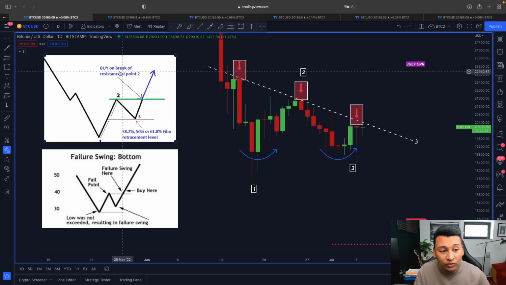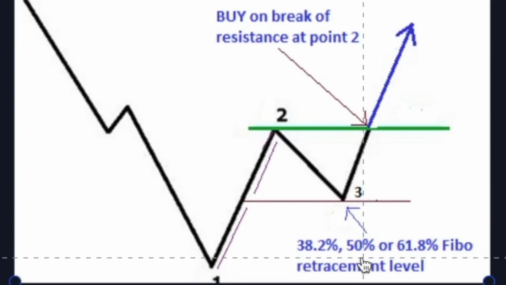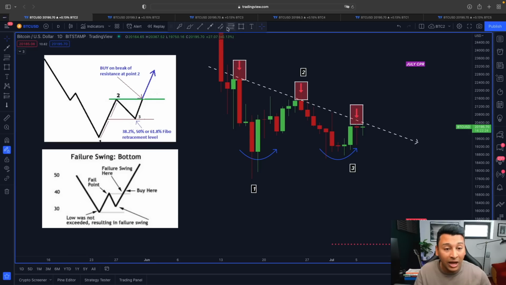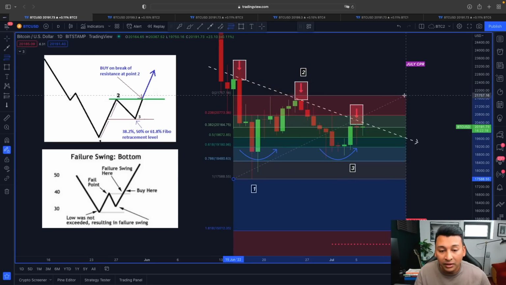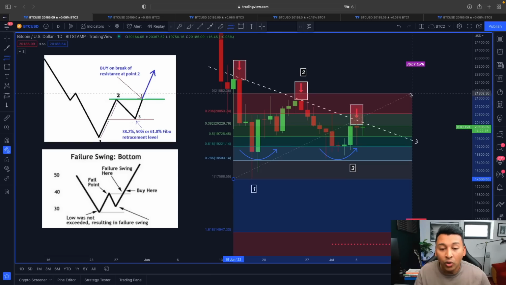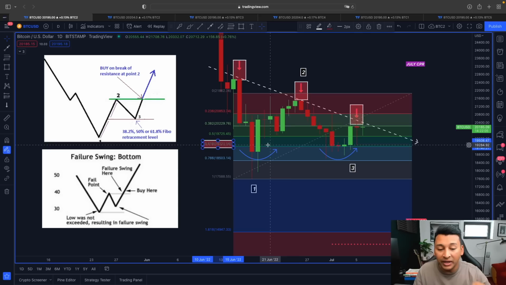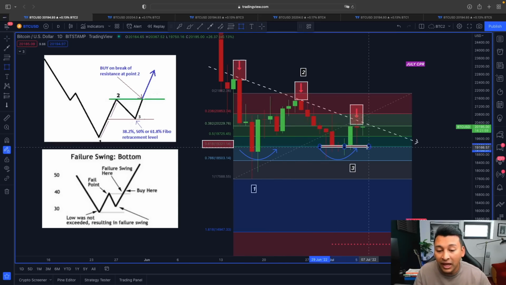So now, for this 1 2 3 reversal payout, the pullback from point 2 till point 3 must be either a 38.2%, 50%, or 61.8% Fibonacci retracement level. If I take this Fibonacci retracement from this low till this high and look at this retracement area, where did the price of Bitcoin find support? The price found support exactly, guys, at this 0.618 Fibonacci line. This is exactly where we got retraced, and after that we are showing this movement to the upside.